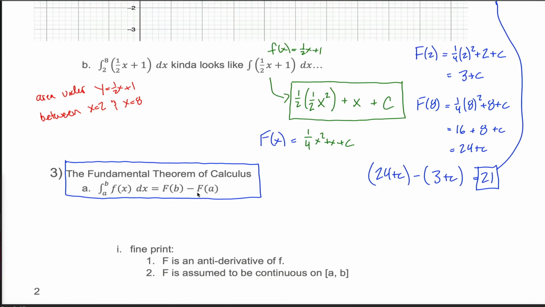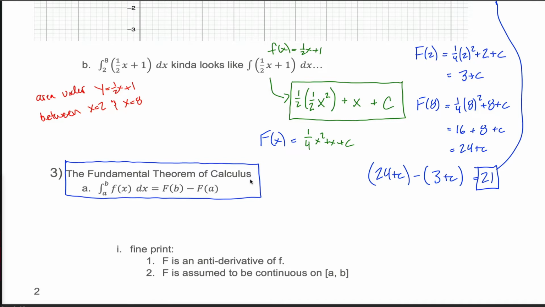What it says is that if you want to evaluate this definite integral, all you got to do is figure out the antiderivative, capital F represents the antiderivative of little f, and evaluate it at these two endpoints. Evaluate it at the right endpoint first, and then subtract what you get when you evaluate it at the left endpoint.